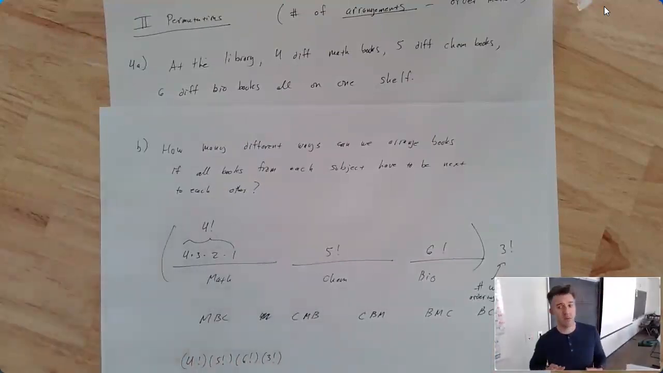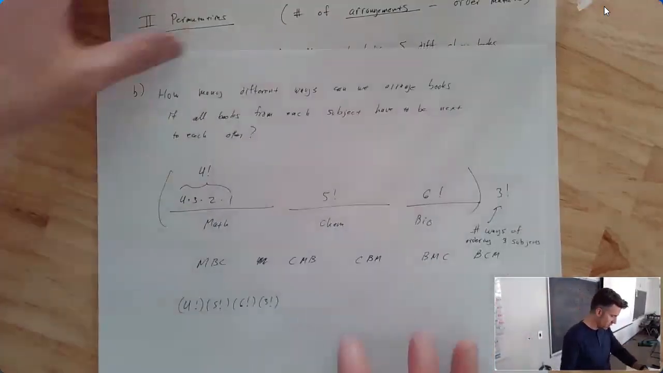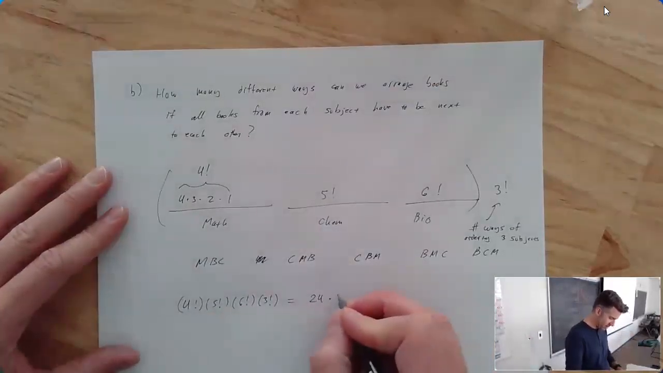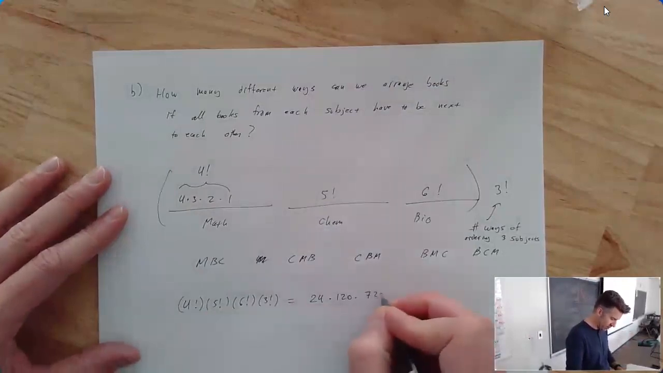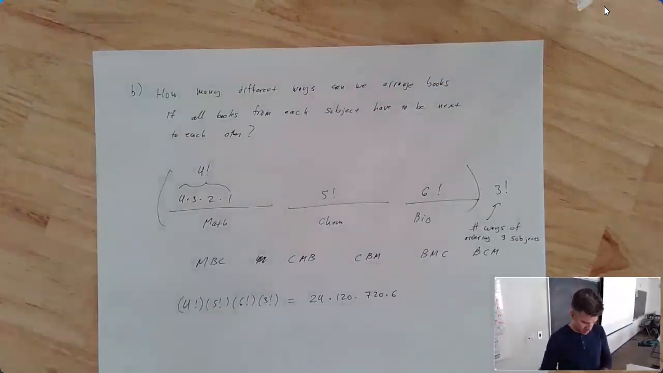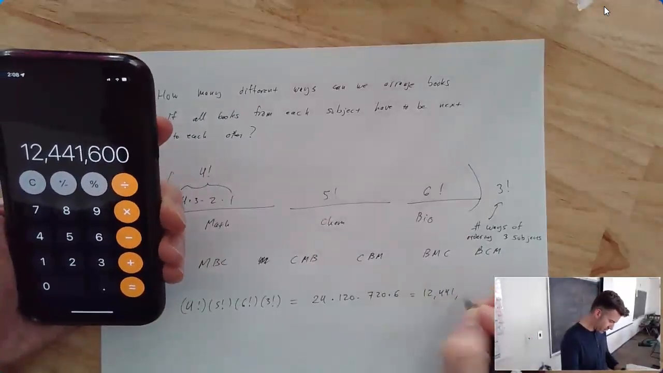Most of the time for these numbers, we don't really care if you actually find the actual value as long as you can express it decently well. Here, you could probably multiply this out and it wouldn't be too terrible. It would be 24, which is 4 factorial, times 120 times 720 times 6. We could calculate it, I suppose, if we really wanted to. Now I feel like I need to. Let's see, we've got 720 times 6 times 720 times 120 times 24. That's going to be 12,441,600.